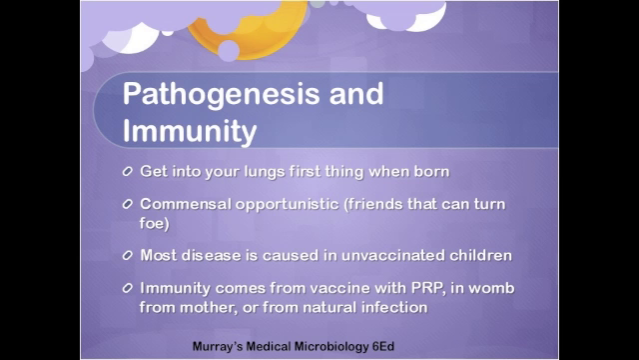Most disease caused by H. influenzae in the world is in unvaccinated children, which are still found in underdeveloped countries. Immunity to this bacteria can arise from vaccines with PRP, from mother to child in the womb, or through natural infection that is won over by your immune system.